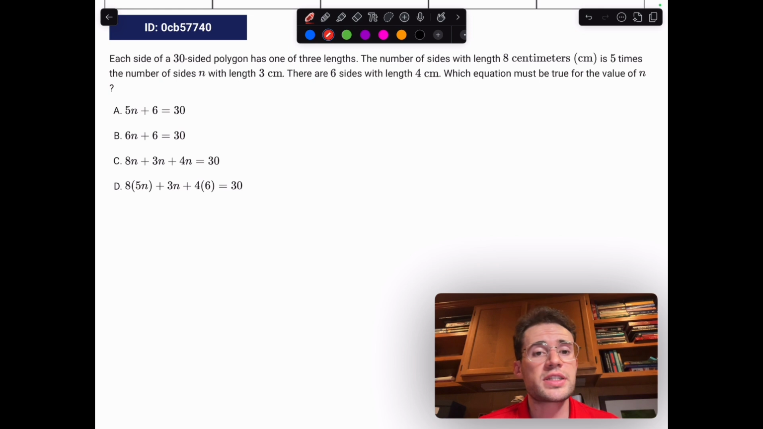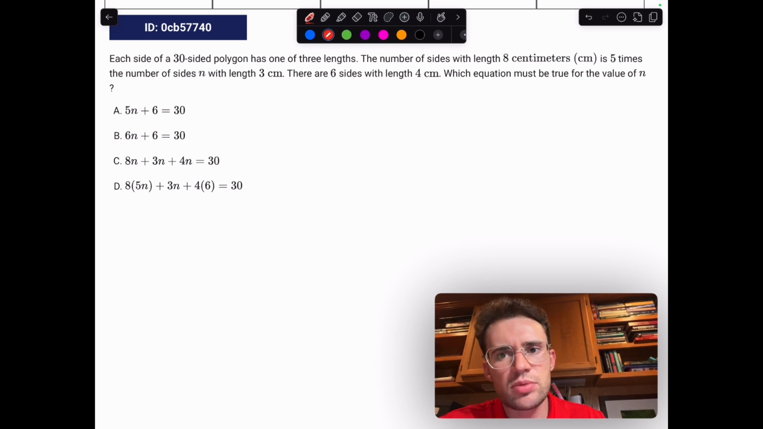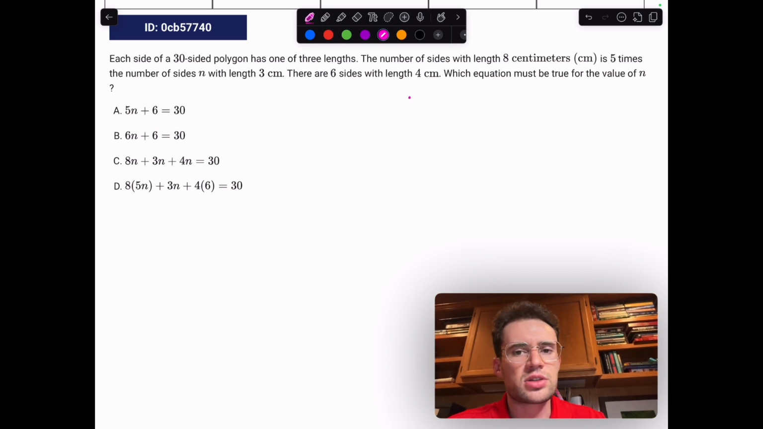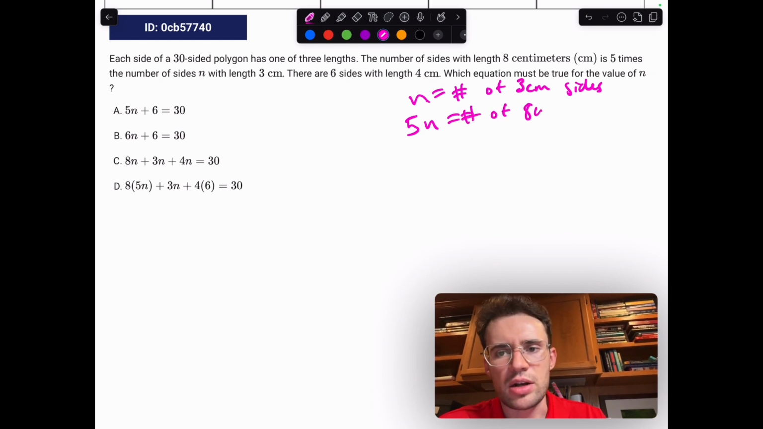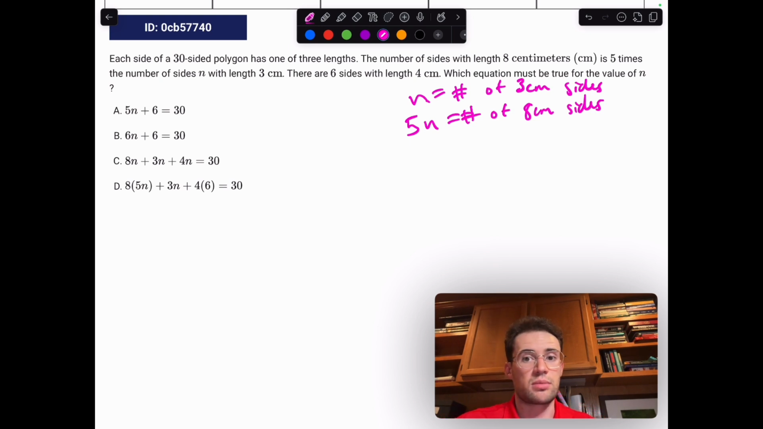Each side of a 30-sided polygon has one of 3 lengths. So there's 3 possible lengths for each of those 30 sides. The number of sides with a length of 8 centimeters is 5 times the number of sides n with a length of 3 centimeters. So let's just write this out. So n, you can write let if you want. N is the number of 3 centimeter sides. 5n, so 5 times that, is the number of 8 centimeter sides. And then there's only one other possible side length. There are 6 sides with a length of 4 centimeters. So just 6 that are 4.